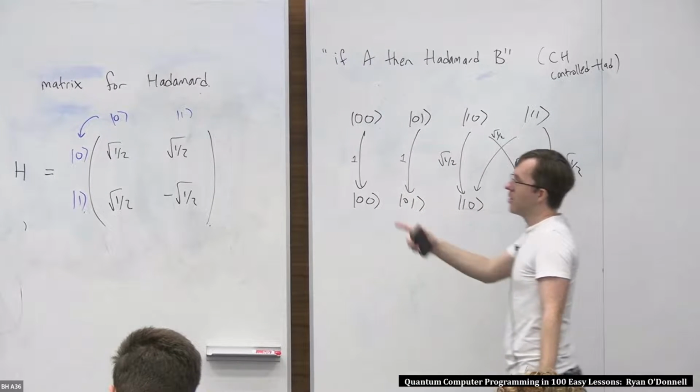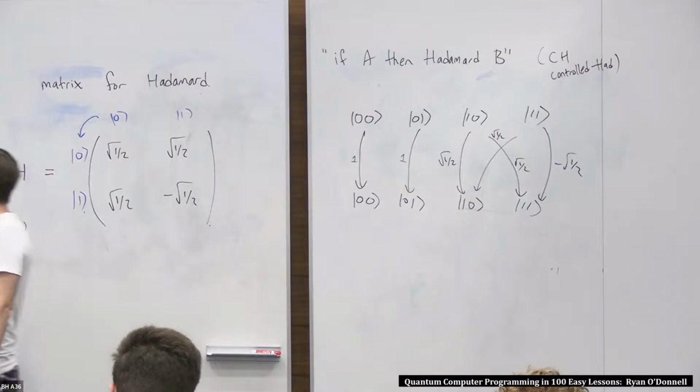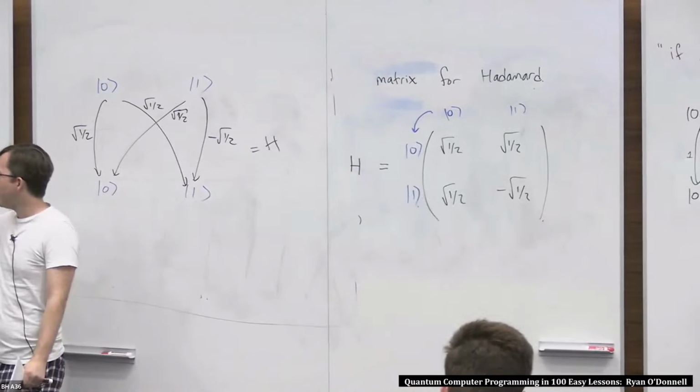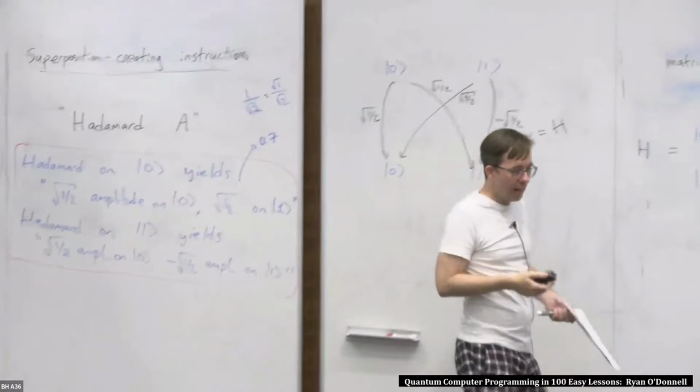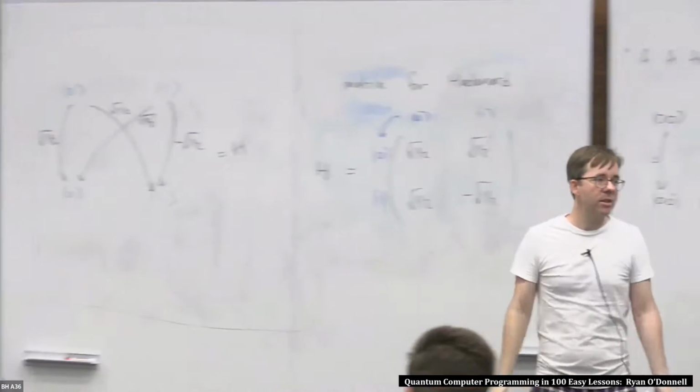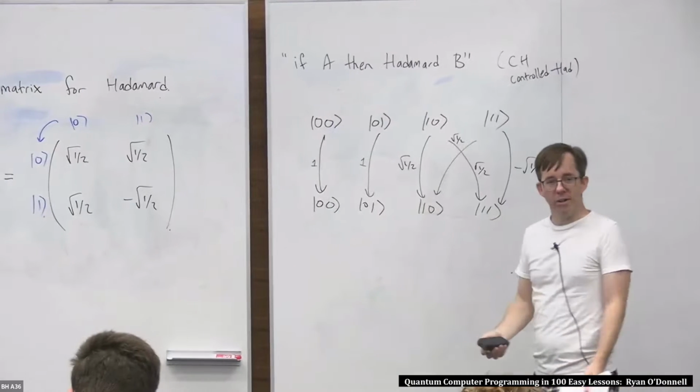But there are superposition-creating instructions like this Hadamard, and you do this on a new qubit, and now you're in the state root half amplitude on 0, root half amplitude on 1. And now you do some instruction, then what happens? Well, that's what we've got to talk about now.